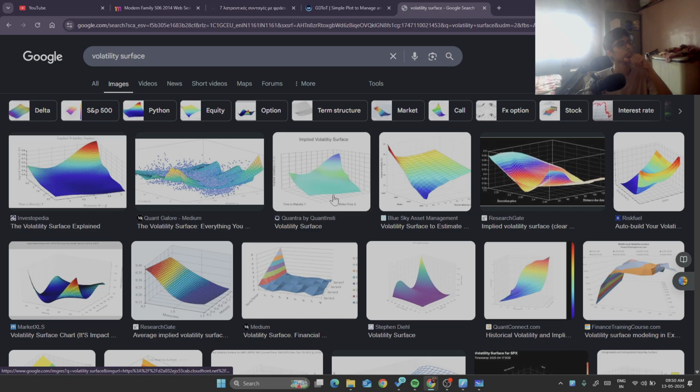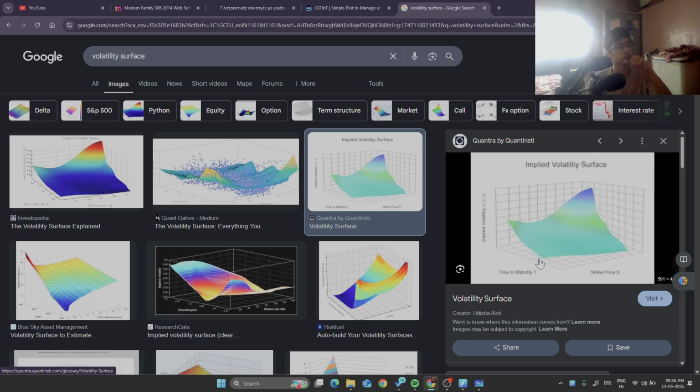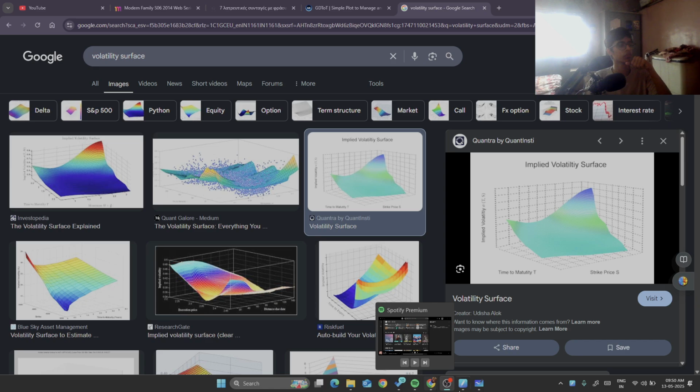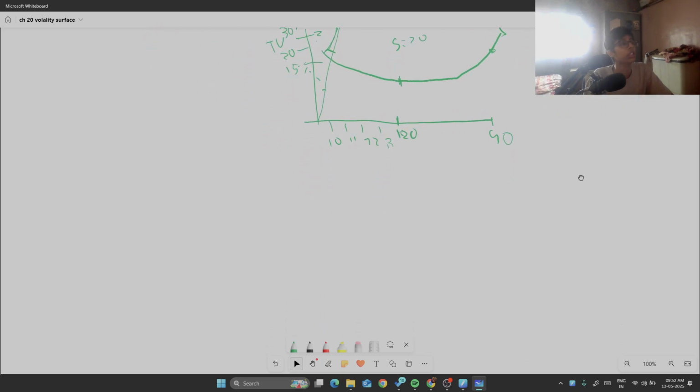See, here there is time to maturity, strike price, and implied volatility, and we are plotting it. So that's the basic idea about volatility smile and surfaces.